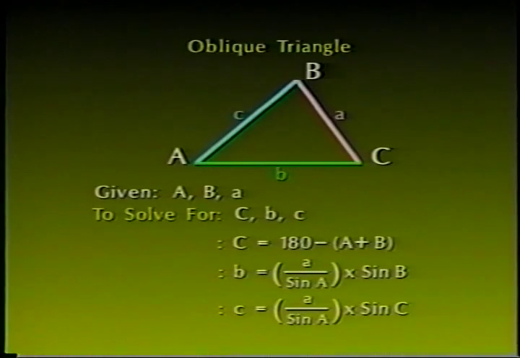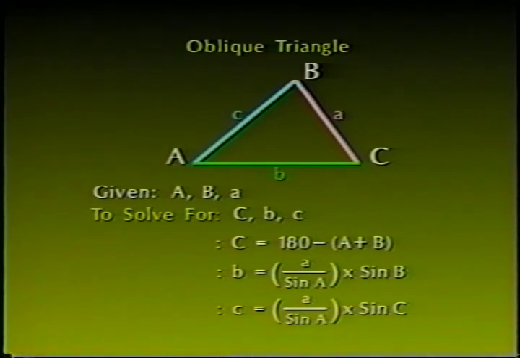The following will take some of the cases most likely to occur in surveying and briefly explore the equation for them. This graphic shows the configuration and notation for the oblique triangle solutions along with the first general equation we will be discussing. When given angle A and angle B along with side A, you can solve for the following. Angle C equals 180 degrees minus A plus B. Side B equals side A divided by sine A times sine B, or side C equals side A divided by sine A times sine C.